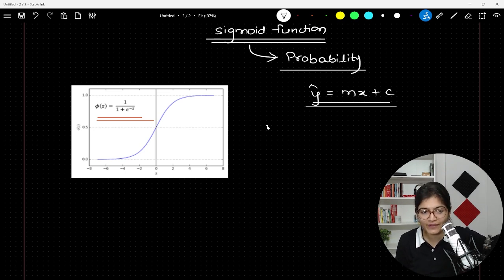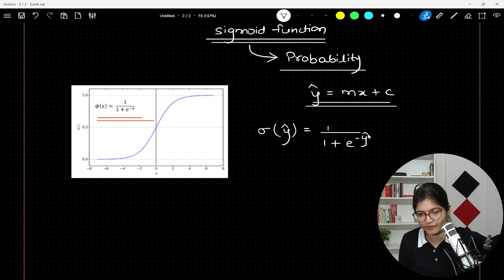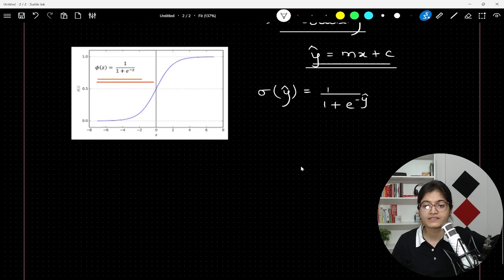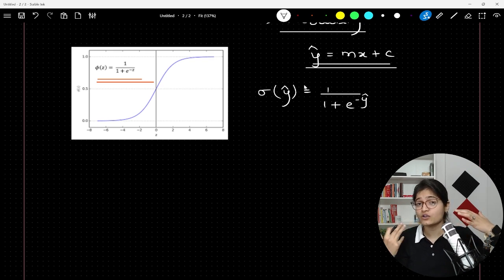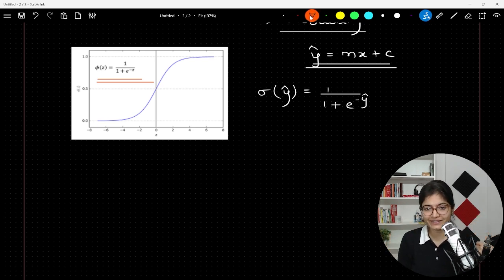Now, how will your sigmoid function look? It can also be represented by sigma of y cap. The equation is 1 upon 1 plus e to the power minus y cap. That is how your sigmoid function will look, and it will give you the probability of that particular data that you have. According to that probability, you will find out whether it belongs to class 0 or class 1.